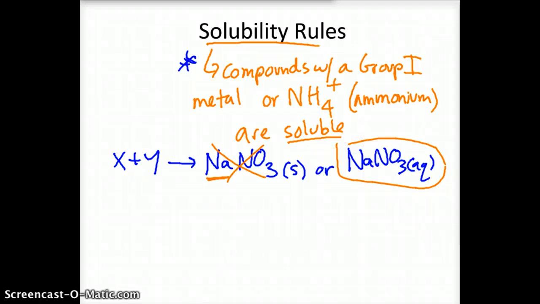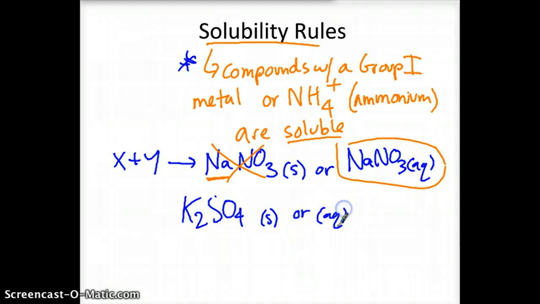What about another one? Let's say we had potassium sulfate, K2SO4. Is it going to be solid or aqueous? Well, again, does it have a group 1 metal or an ammonium ion? Potassium, K2, that's a group 1 metal, so this is not going to form a precipitate. This would be aqueous. It would dissolve.